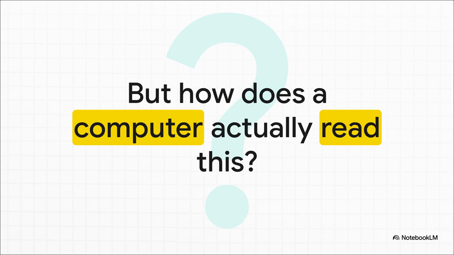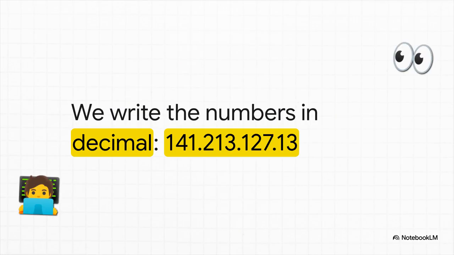Now, this all makes perfect sense to us humans looking at these nice, neat decimal numbers. But computers, well, they don't think like we do. They think in ones and zeros. So how does the machine itself actually read this address? Okay, so let's stick with our university computer address. This is what we see. 4 simple numbers separated by dots. It's easy for us to read and understand.